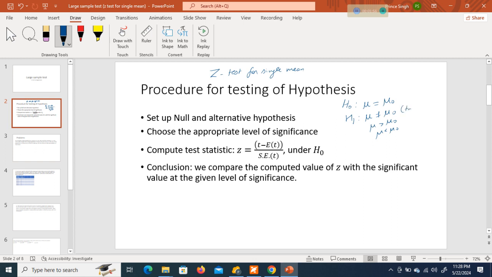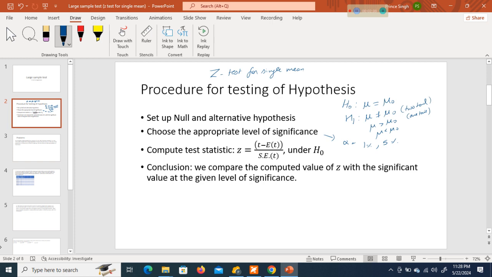It is a two-tailed alternative. This is a one-tail or right-tail alternative, or this is a one-tail left-tail alternative. That particular thing we have discussed in our last video, where we discussed the basic terminologies. Now the next step is we need to choose the appropriate level of significance. Generally we choose the value of alpha as 1% or 5% level of significance.